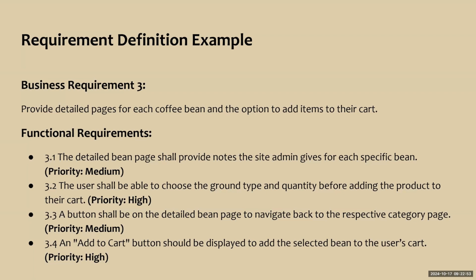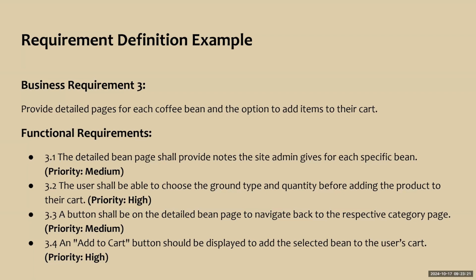So here's an example that I have of that. Business requirement 3 is provide detailed pages for each coffee bean and the option to add items to the cart. This is something that I mentioned on the previous slide. The detailed pages will display the specific coffee bean and any necessary details about that specific coffee bean, and it'll give them an option to add that item to the cart in any quantity or grind type they wanted, whether it's coarse, medium, or fine, or they want the whole bean.